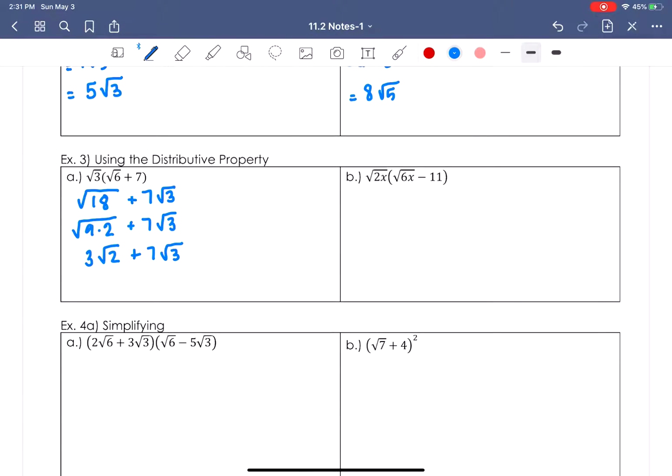Now, the numbers underneath the radicals are not the same, so I cannot combine these. I'm just going to leave it just like that. 3 radical 2 plus 7 radical 3.